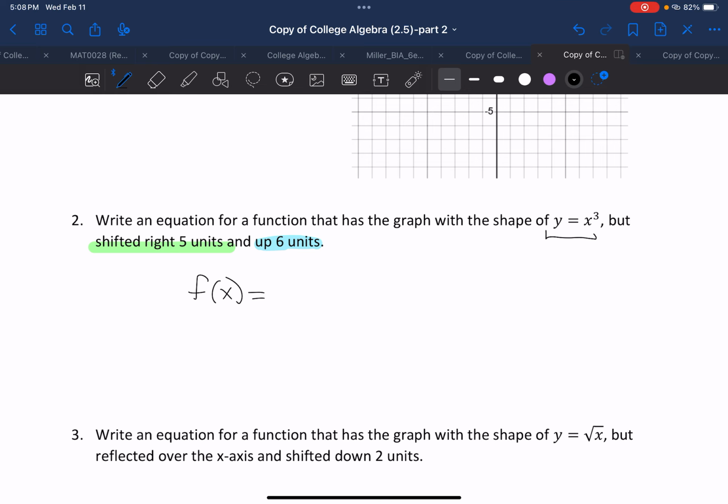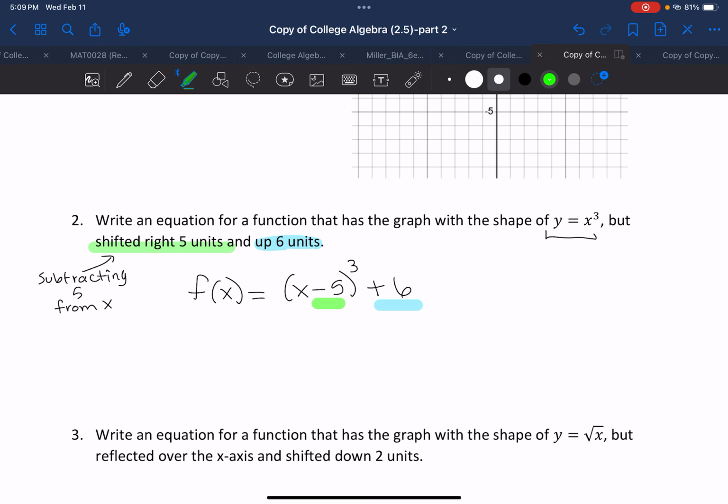So if I want to shift it to the right 5 units, this would be subtracting 5 from the x. So that would be x minus 5 all cubed. And then up 6 units, this would just be adding 6 to the outside of the function. And then that's it. So this would be the answer for that type of question.